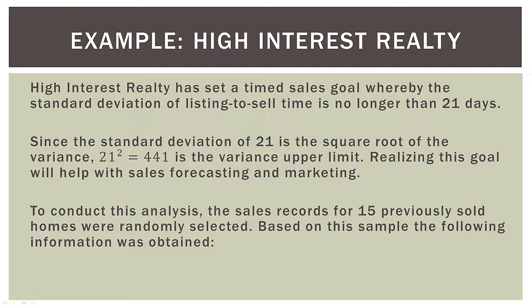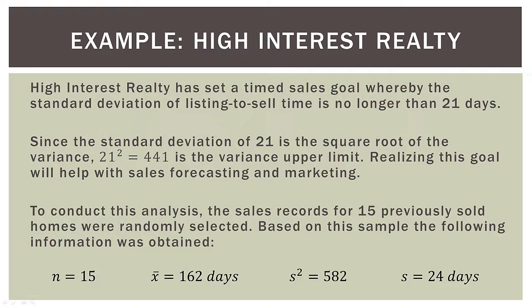So to conduct this analysis, the sales records for 15 previously sold homes were randomly selected. Based on the sample, the following information was obtained. Our sample size was 15. The mean sell time was 162 days. The variance was 582, and the standard deviation was 24 days.